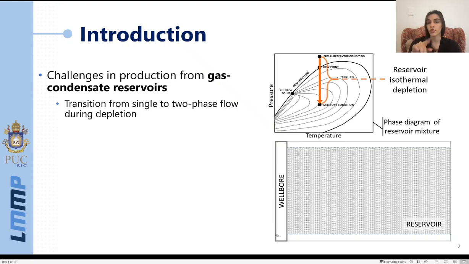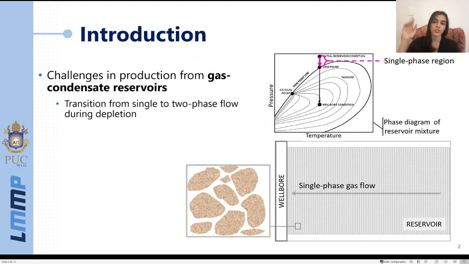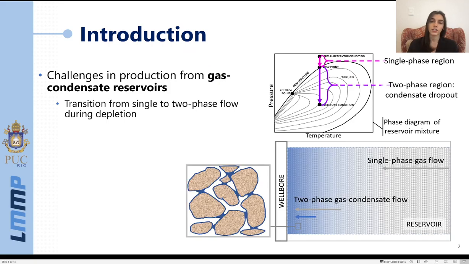So if this arrow here represents the reservoir isothermal depletion, at high pressures we are in the single phase region, where there's only gas flowing from the reservoir to the wellbore. However, at lower pressures we enter the two-phase region, where condensate dropout takes place. And in this case, far from the wellbore we still may have the single phase gas flow, but close to the wellbore we shift to a two-phase gas condensate flow.